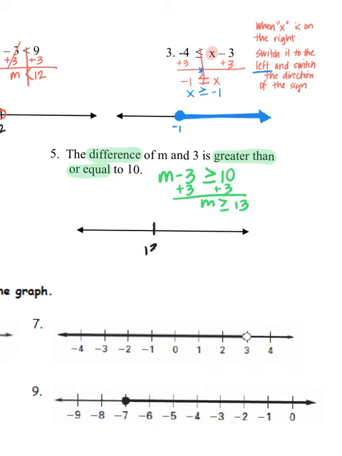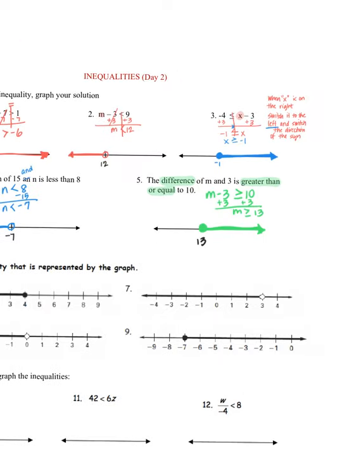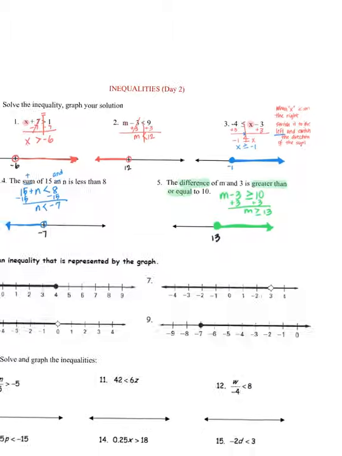I can put 13 here. And greater than or equal to means I'm going to color it completely in. And it's greater than, so it's going to the right. And again, I know this seems like a lot right now, but you're going to have lots of practice with this.